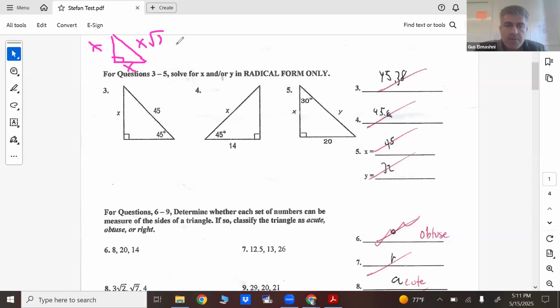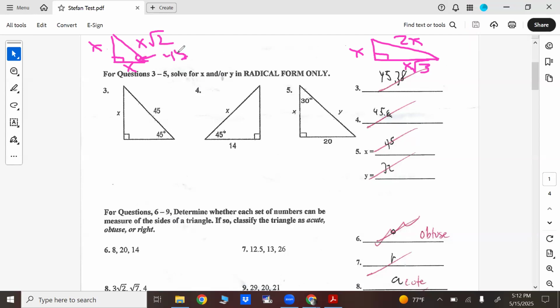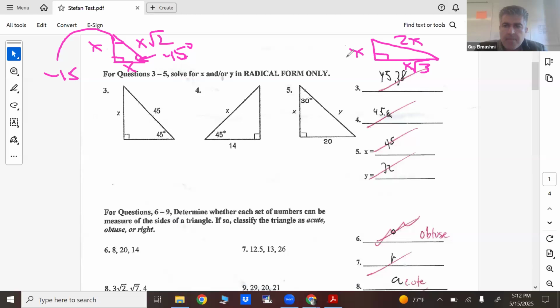x root 2, or x, 2x, and this is... wait, so both the shapes are in the problem, right? Yeah, we have to use one or the other. So that would be x and x.